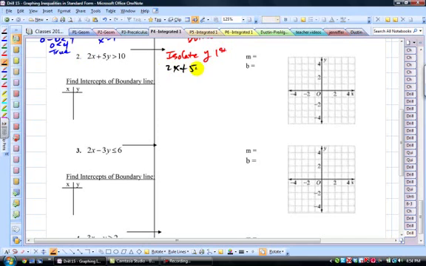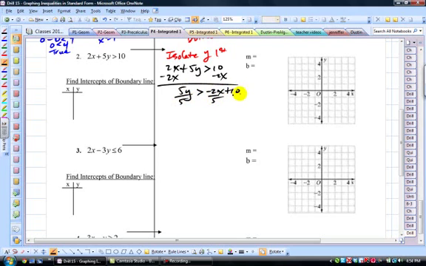So 2x plus 5y is greater than 10. If you're working alone, pause the video, work on it, and then when you're done, press play. Okay? All right, so let's see what you got here. 2x is positive, so I'm going to add a negative 2x to both sides. I get 5y is greater than negative 2x plus 10.